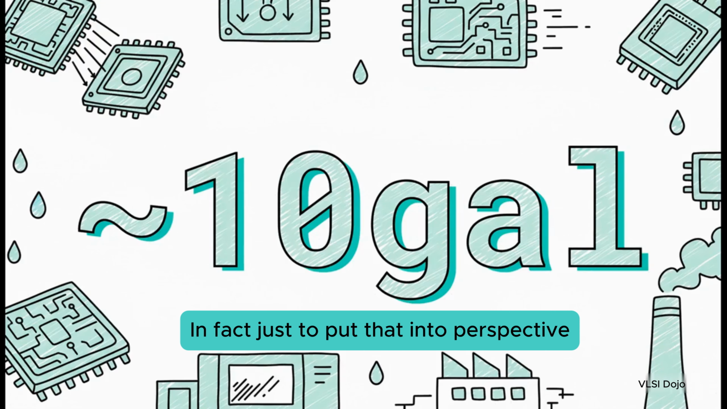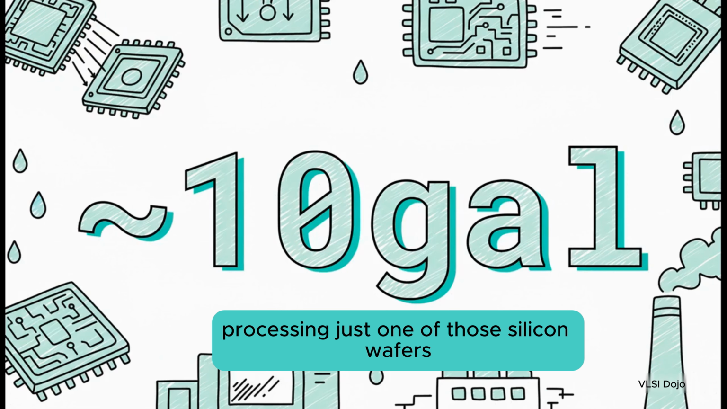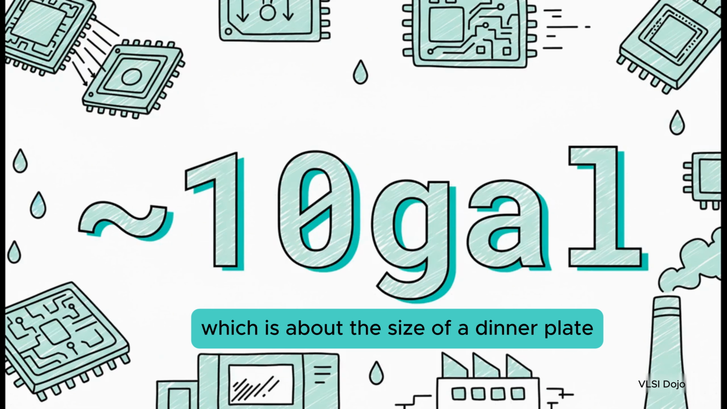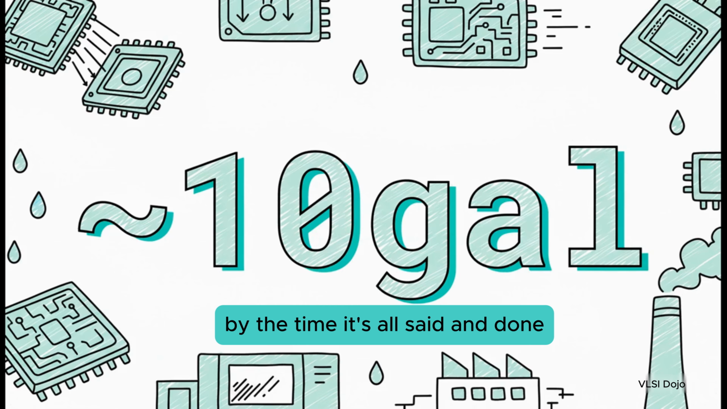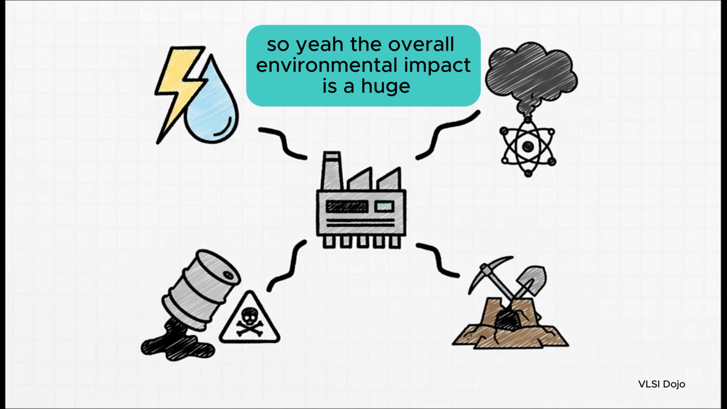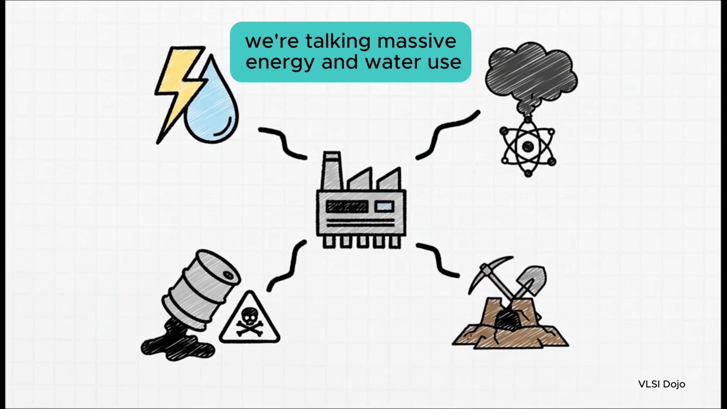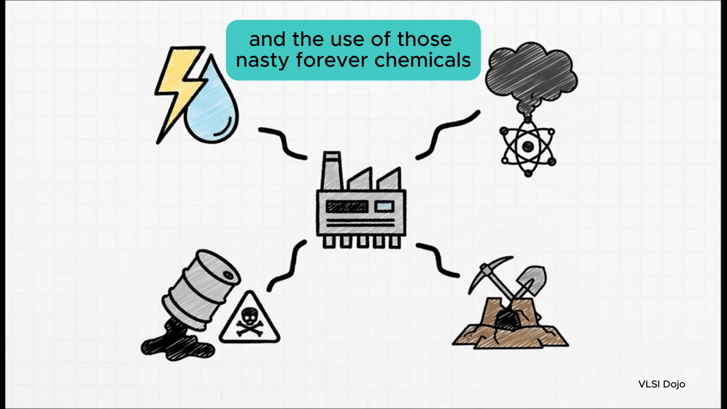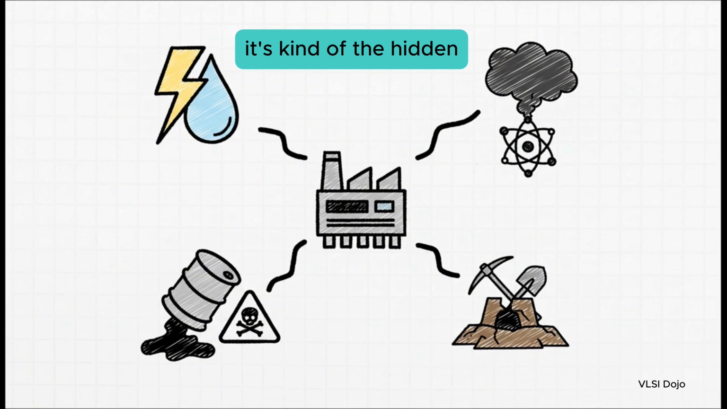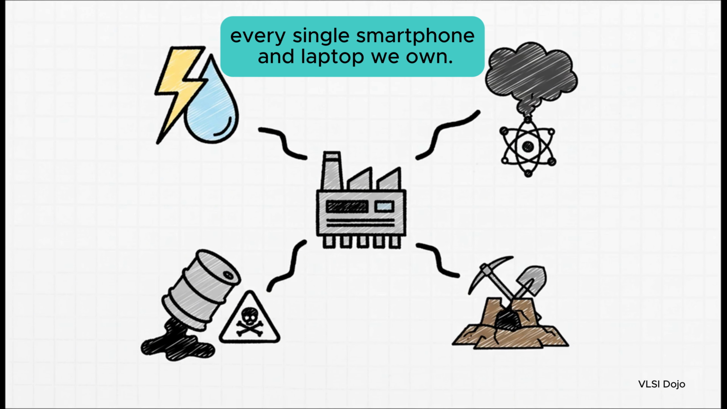In fact, just to put that into perspective, according to TED Ed, processing just one of those silicon wafers, which is about the size of a dinner plate, can generate almost 10 gallons of chemical wastewater by the time it's all said and done. So yeah, the overall environmental impact is a huge challenge for the industry. We're talking massive energy and water use, potent greenhouse gas byproducts, and the use of those nasty forever chemicals. It's kind of the hidden environmental price tag that's attached to every single smartphone and laptop we own.